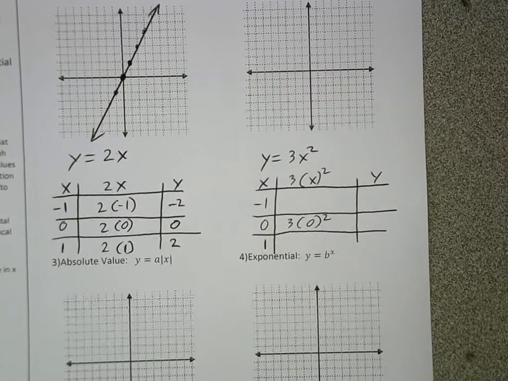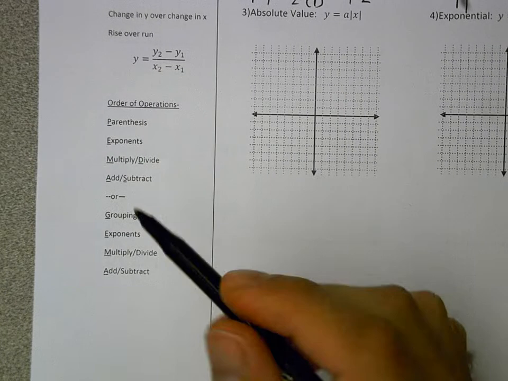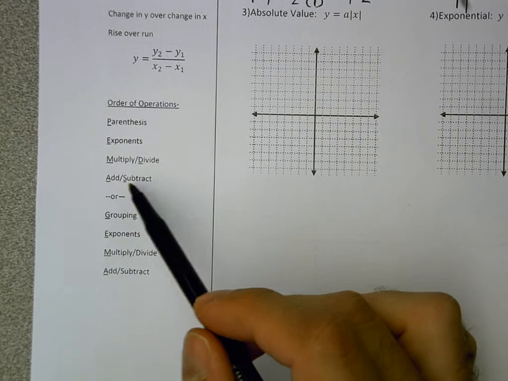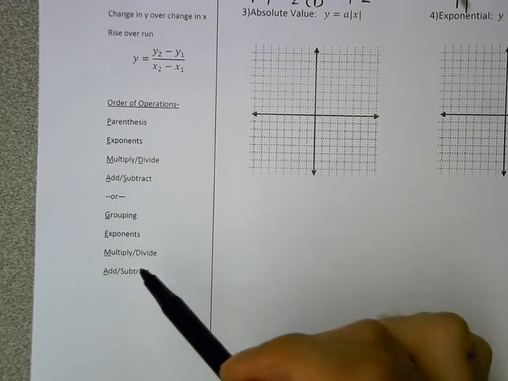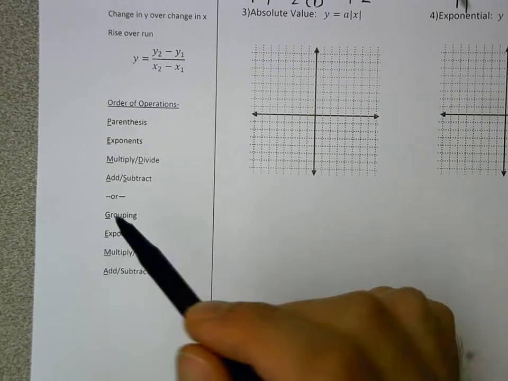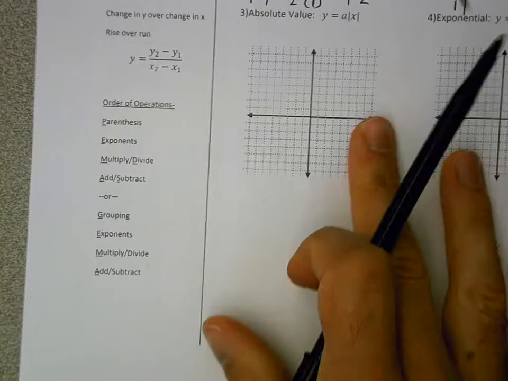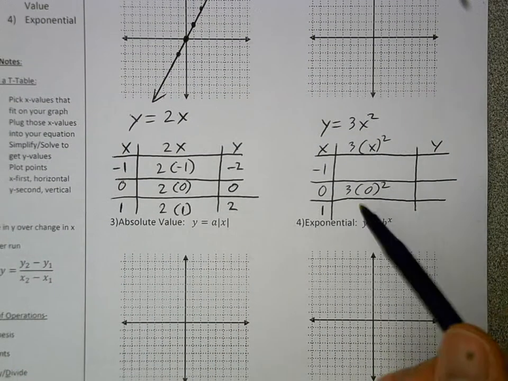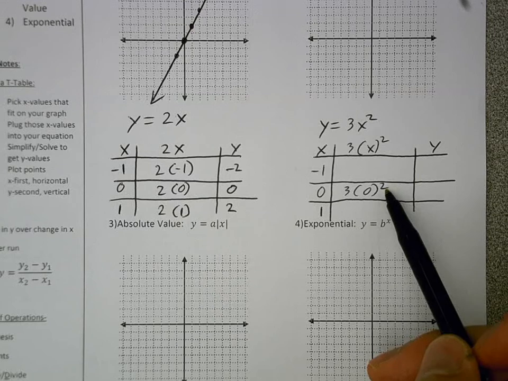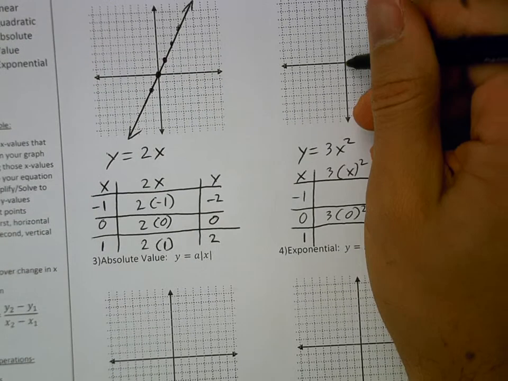So you're going to use order of operations, always. If you've forgotten what those are, they are here on your notes: parentheses or grouping, exponents, multiplication and division, addition and subtraction, with multiplication and division and addition and subtraction done in order from left to right. So here we're going to do anything inside the parentheses, which is just the number 0. Then we're going to do the exponent, so 0 squared, 0 times 0 is still 0, times 3, still 0. So there is 0, 0.